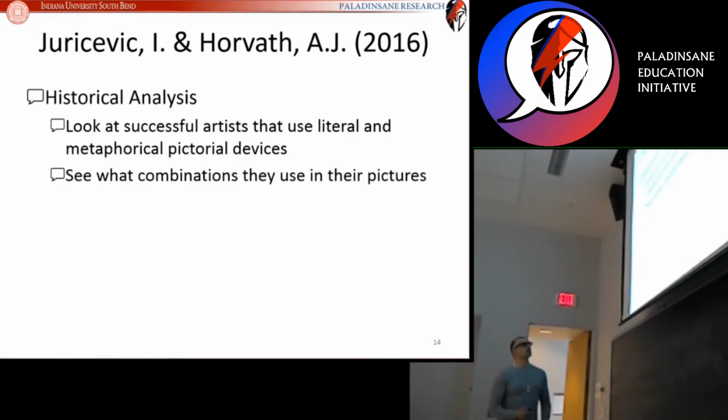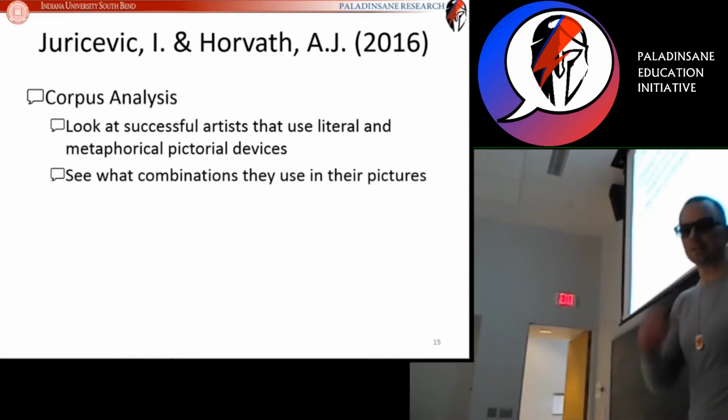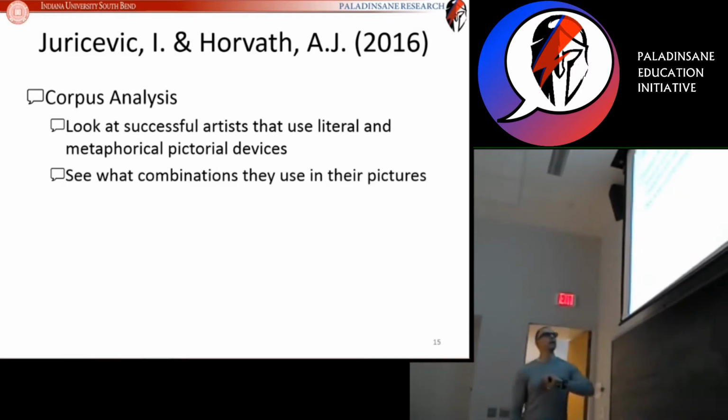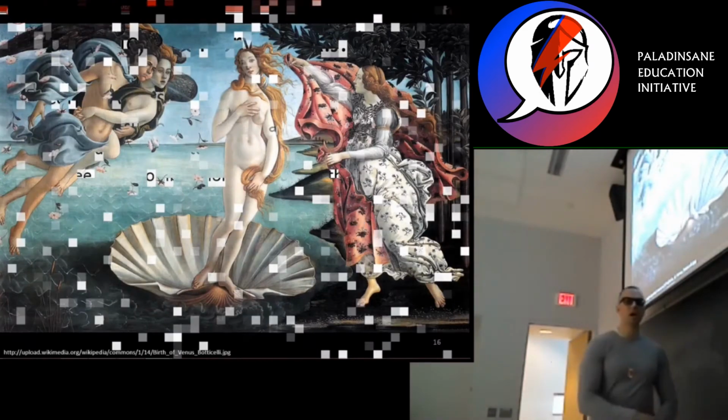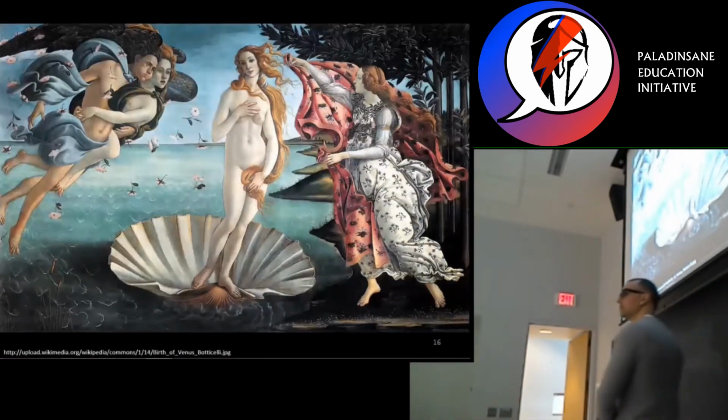So we were going to take a look at these pictures, and we're going to see what combinations they used in their pictures, what combinations of pictorial devices. So this is where the hunt for literal and metaphorical pictorial devices began. And as it turns out, not a lot of metaphorical devices in the Renaissance.